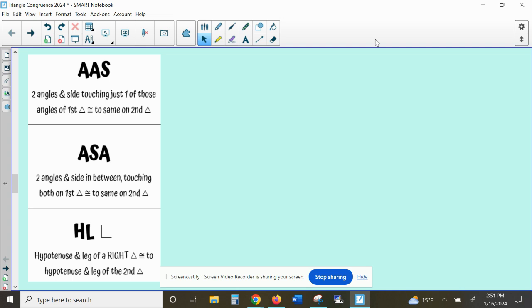Okay, here's our second foldable. So remember there are 5 congruence postulates and theorems altogether that we can use for triangles, so that way we don't have to prove all 6 of the sides.